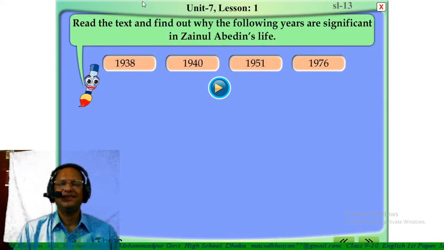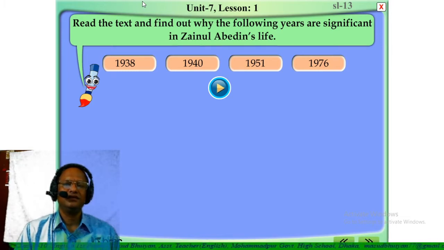Dear students, after reading this passage, section A, now we will try to know something about four significant years of Zainul Abedin. Here we find 4 years, that is 1938, 1914, 1951, and 1976. These years are very significant in Zainul Abedin's life. So, let's move.